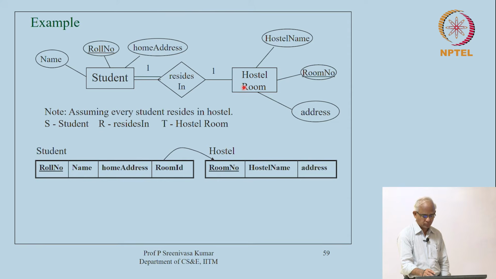And the hostel room can only have one person, if at all. So, this is a total participation. That means every student is given a room, and this is partial. That means some hostel rooms could be unallotted. It is a luxury, of course, to have hostel rooms not allotted.